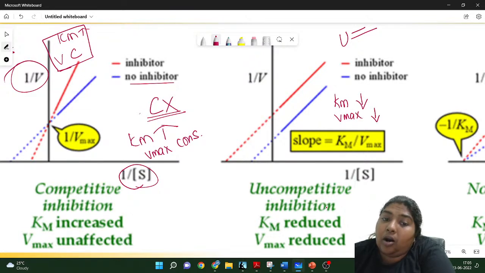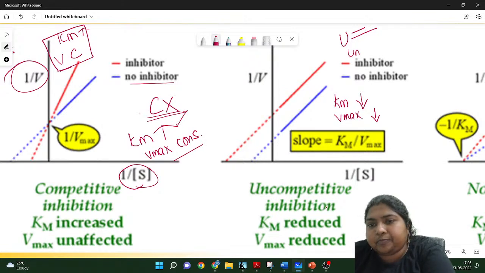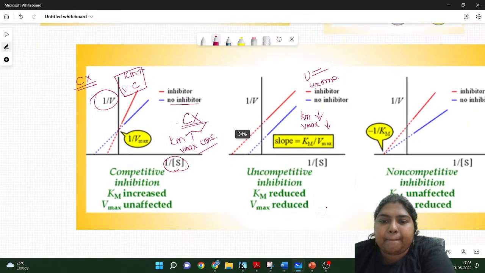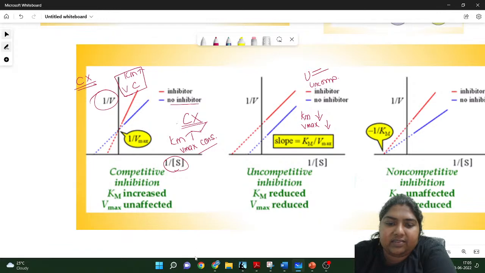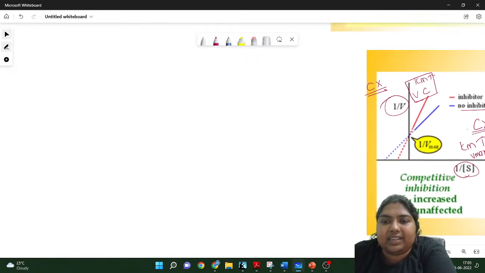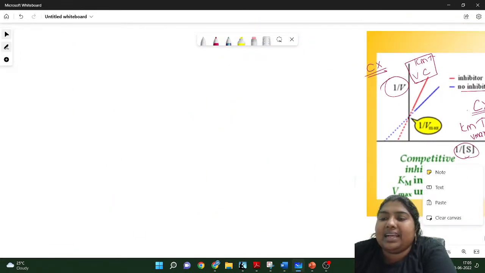Okay, so under the competitive, Km is increased, Vmax is constant. In uncompetitive, what happens? Km is reduced, Vmax is also reduced. So these two things one more time shall we see? Yes, everybody in the class, very, very important. Okay, so we'll see it here one more time, right?